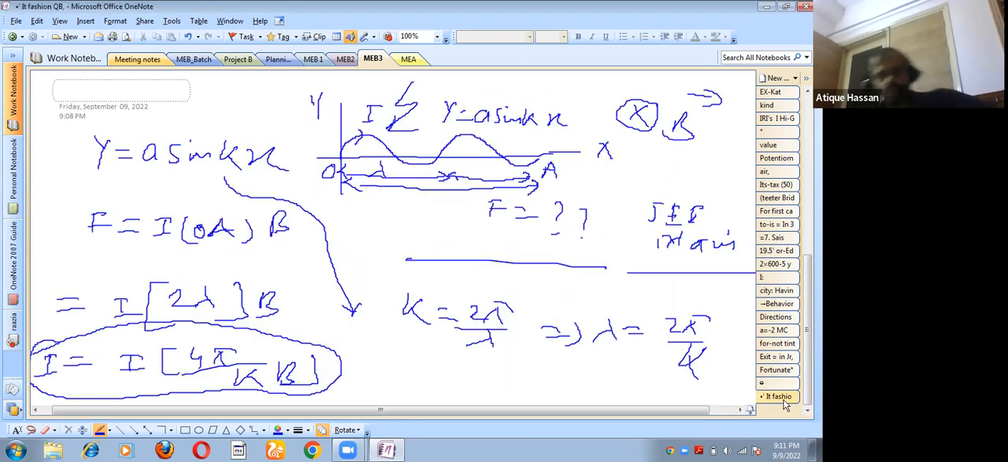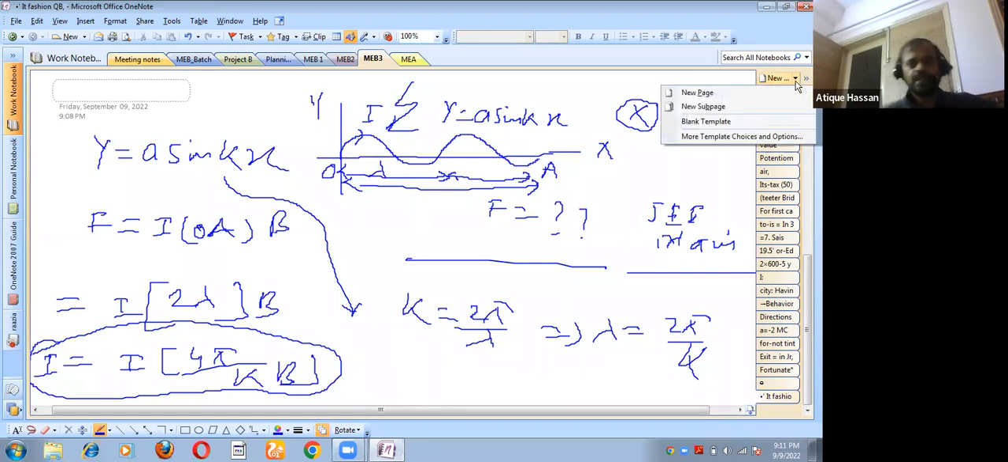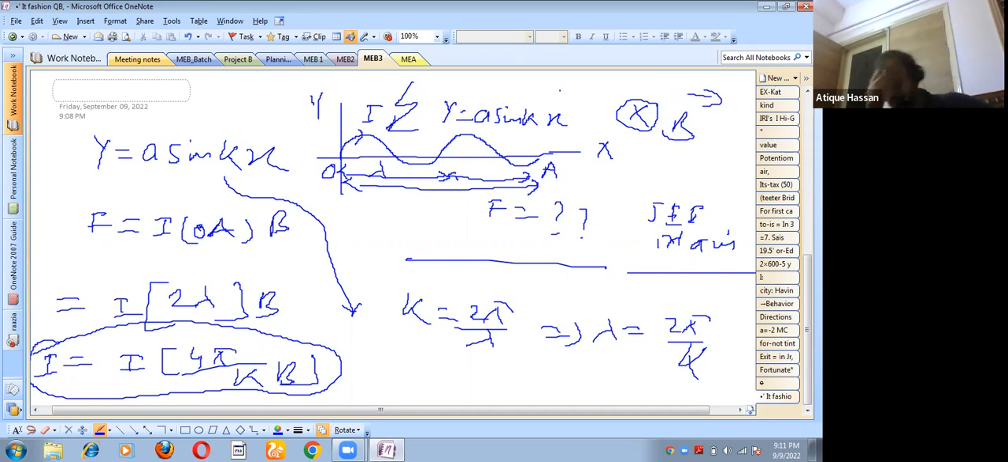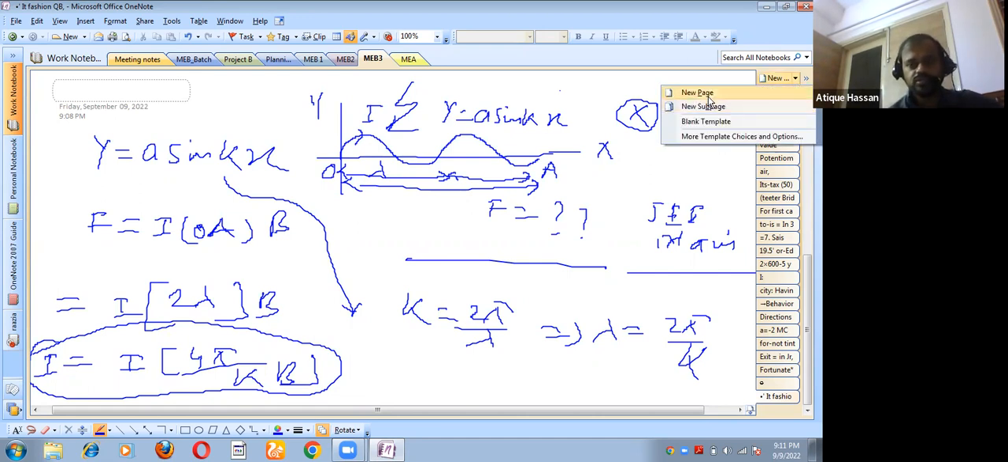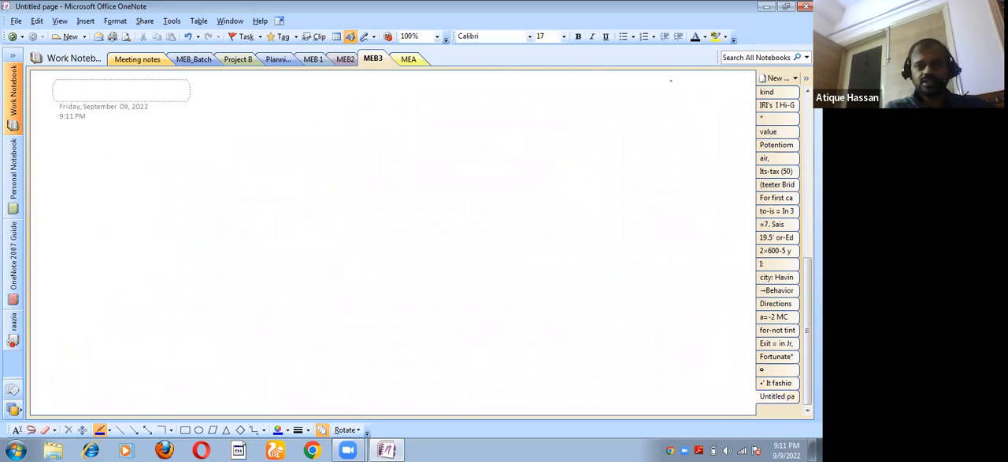You may have some parabolic wires in JEE, not in NEET. Sometimes you will be given a parabolic wire or elliptical wires, and you have to find the force. So in that case, you have to take the displacement length only. Suppose you have a parabolic wire, so you have to find the total length, the displacement length. Suppose the parabolic wire is like this.